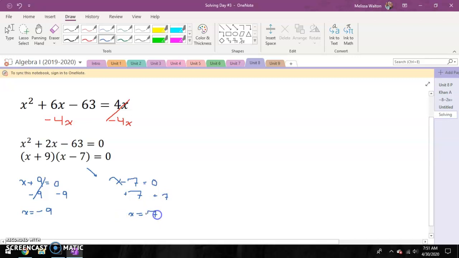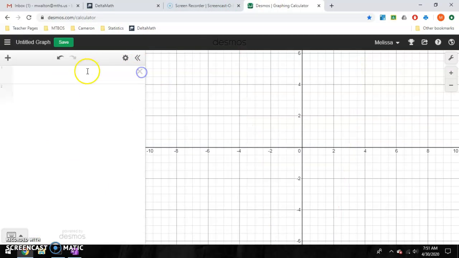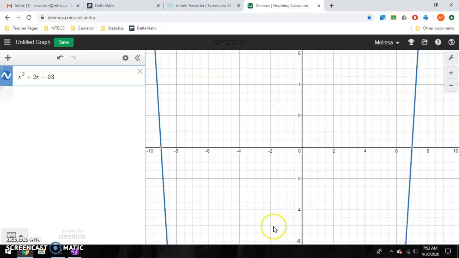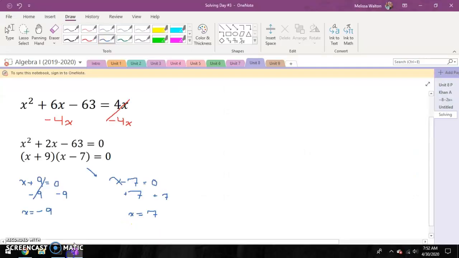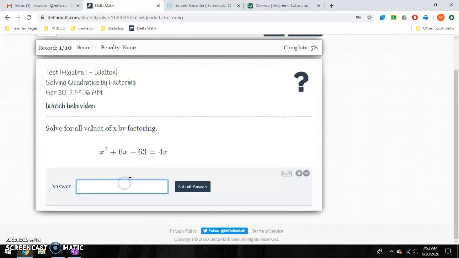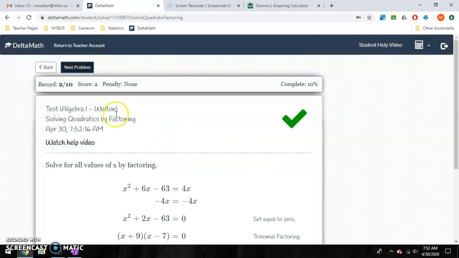If I did want to check this out, I could graph it. We ended up with x squared plus 2x minus 63. And it makes sense, those two solutions, negative 9 and positive 7, are my two intercepts there. So let's type that in. I ended up with negative 9 and a second solution, positive 7. Submit. And there we go.